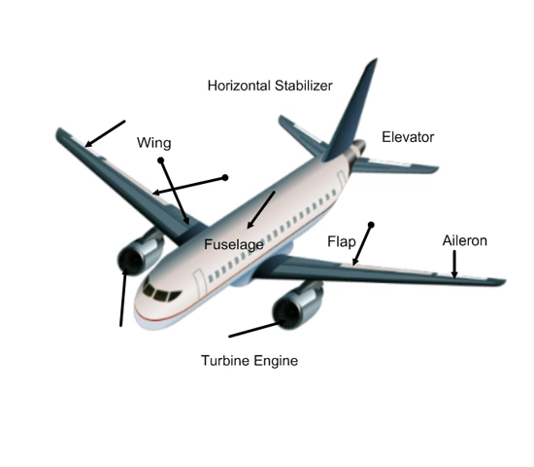So let's just put both of the arrows down. We have the elevator right here, and the horizontal stabilizer is this whole section back here as well.